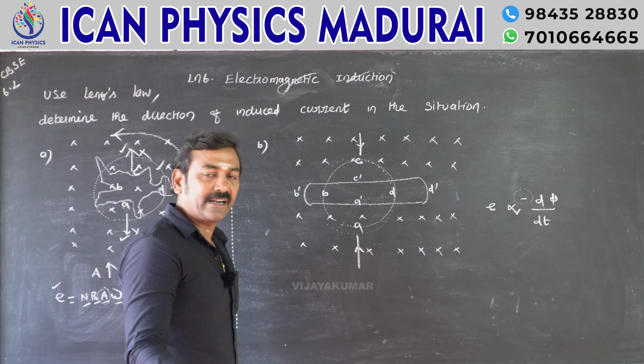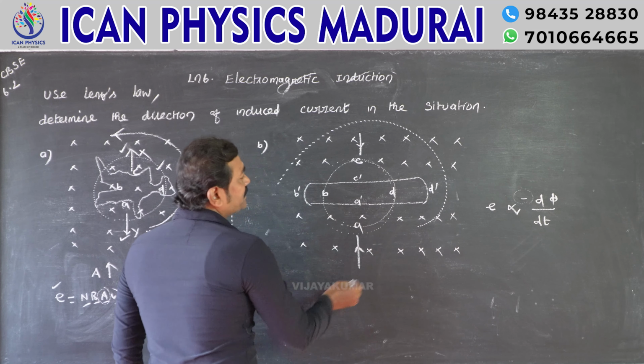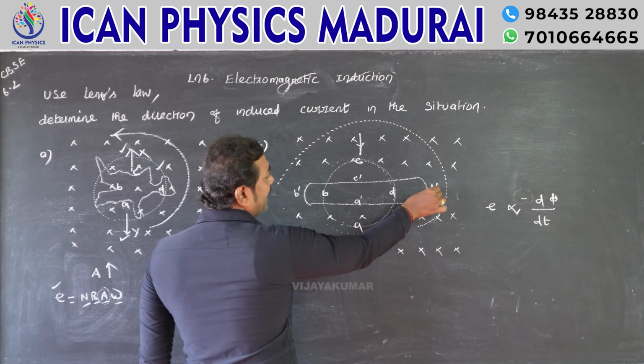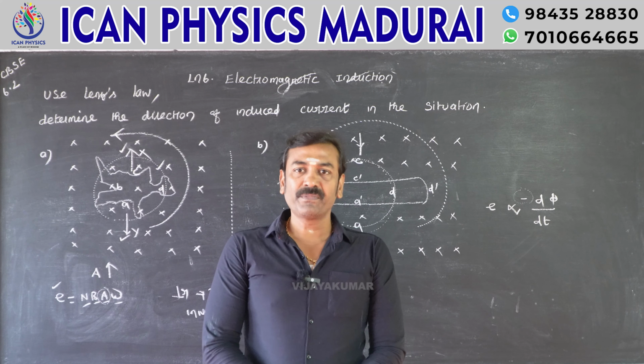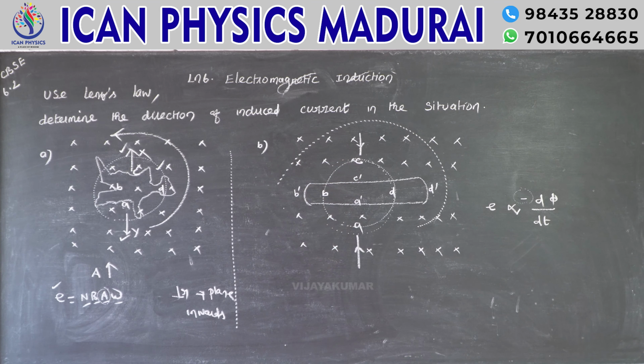So the induced current flows in the opposite direction. Here, what is the opposite direction? D dash, C dash, B dash, A dash and D dash. Okay, do you get it now? Do you have any doubts? No doubts.